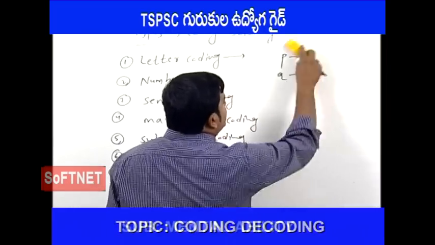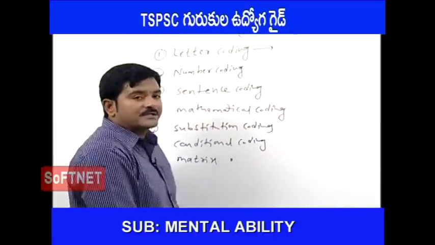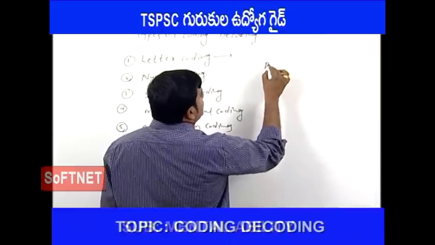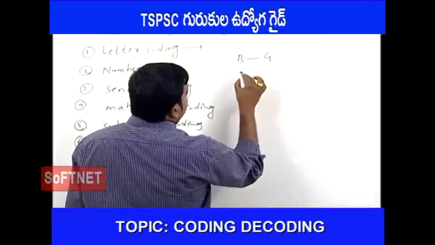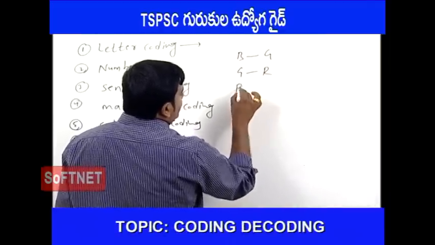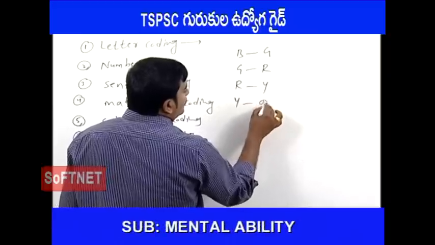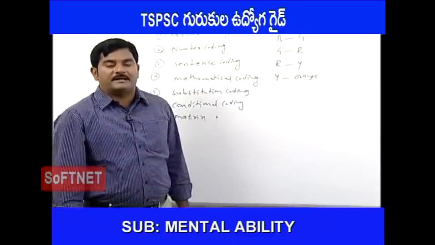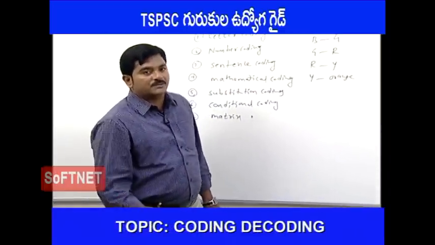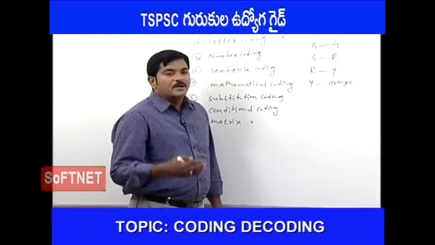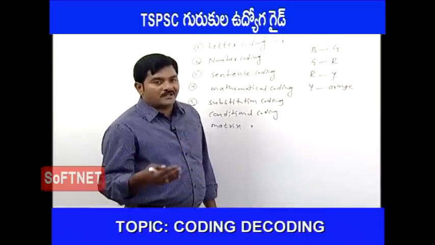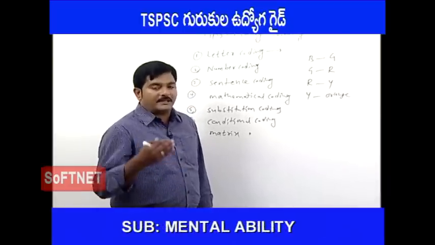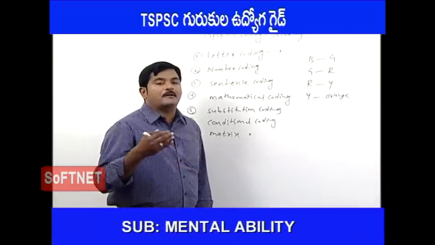దాన్ని ఏమంటామంటే substitution coding అంటాం. For example, in a certain code language, blue means green, green means red, red means yellow, yellow means orange. Then what is the color of human blood is the question. I repeat the question. In a certain code language, blue is called green, green is called red, red is called yellow, yellow is called orange.